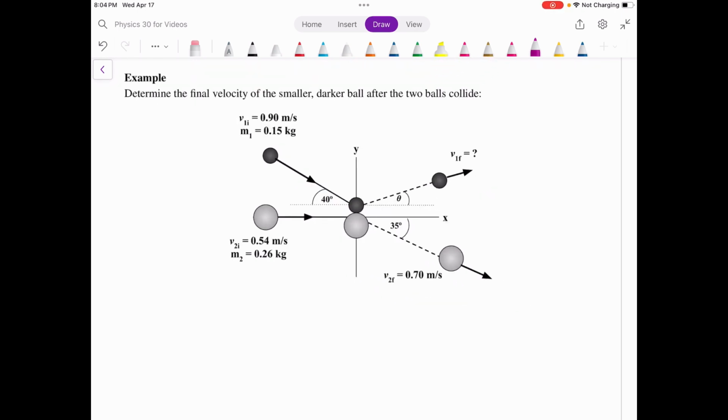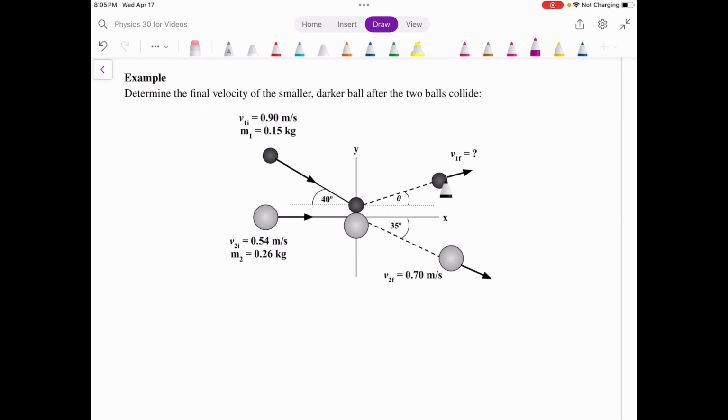All right, so it wants us to determine the final velocity of the smaller, darker ball after the two collide. Okay, so what we've got here is essentially three different pictures: a picture before, a picture while they're colliding, and then afterwards how things look. So this ball comes in, bounces off, and rebounds that way.